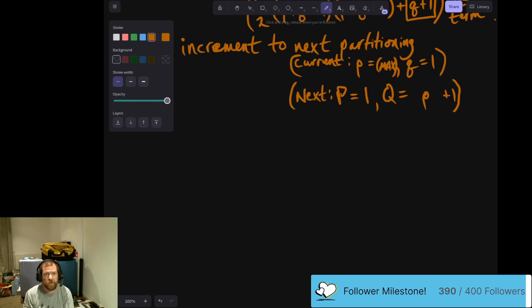P is whatever P value it's going to be. Q is just 1. And then the next one is going to be P is 1, and Q is going to be P plus 1. In fact, I think that makes it too obvious, and it works very nicely.